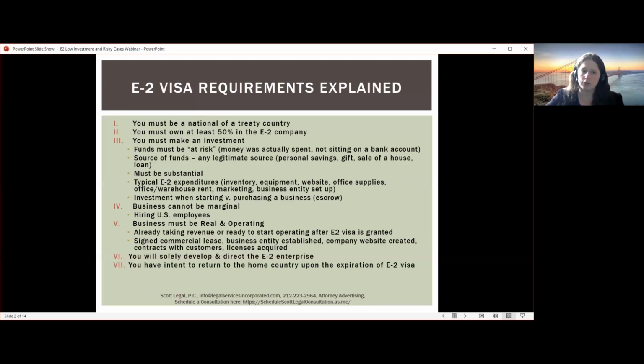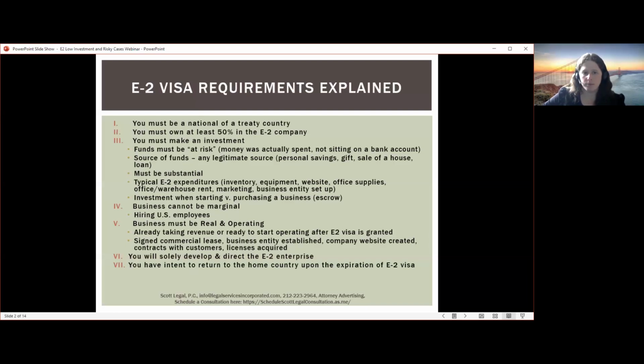If you're starting up a brand new business, you still have to meet this requirement to show the business is real and operating, but you're going to show slightly different documentation. So you're going to show things like a signed commercial lease, that you've set up your business entity, that you've created your website, that you have maybe prospective contracts or letters of intent or memorandums of understanding, that you've acquired any licenses that are needed. And there is language in the Foreign Affairs Manual that supports the idea that for these pre-operational businesses, this is the type of evidence that can be used to show that the business will meet this real and operating requirement.